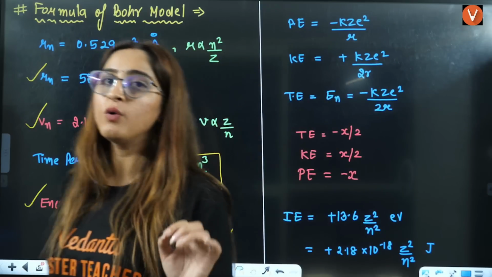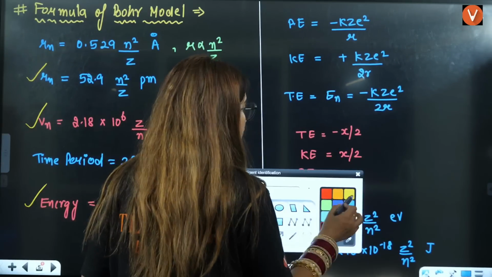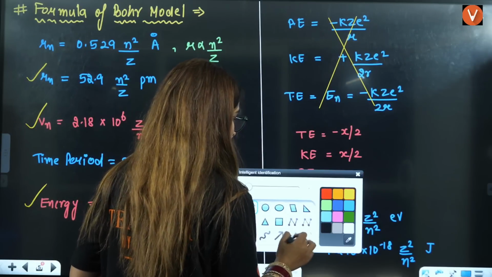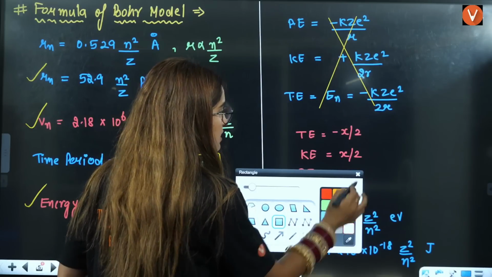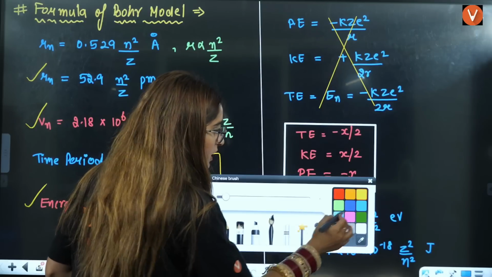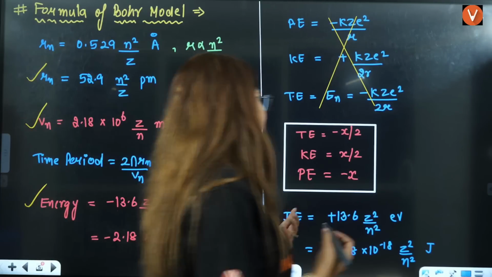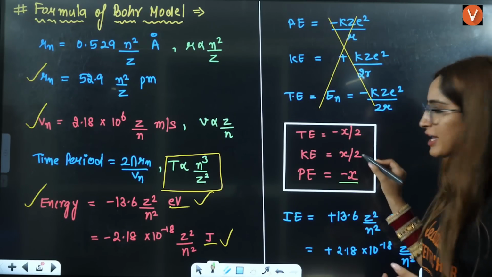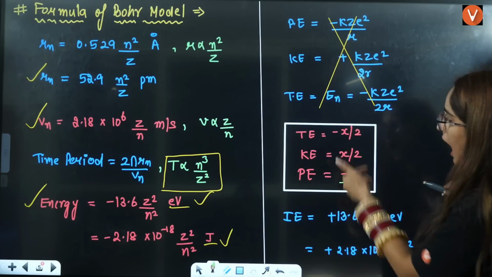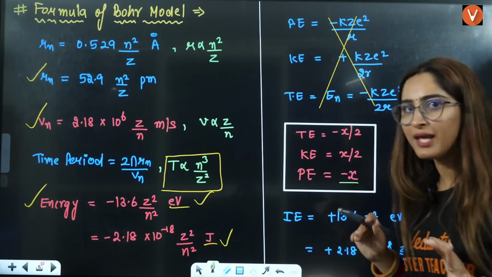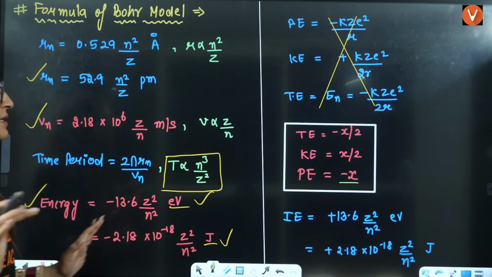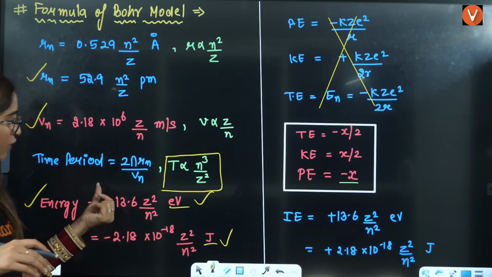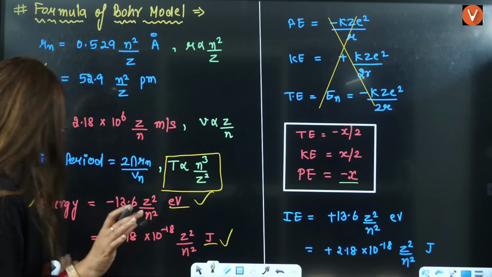Now, the derivation of this formula you can ignore. You don't need to remember that, but this one definitely you need to remember: the relation of total energy with kinetic energy and potential energy. If I say potential energy is minus x, then kinetic energy will be plus x by 2 and total energy will be minus x by 2, only half of the potential energy. So directly you can answer this. Now, ionization enthalpy is opposite of the energy, so if you have negative here, you will have positive. That's the only difference.